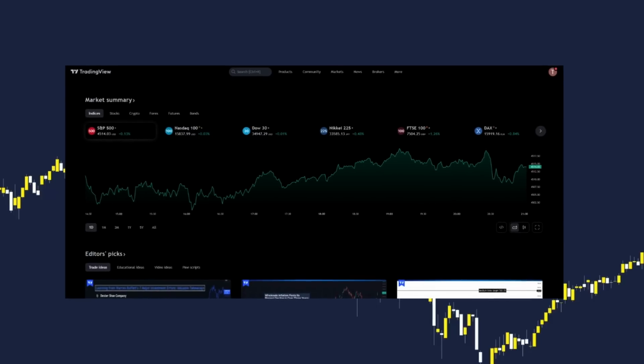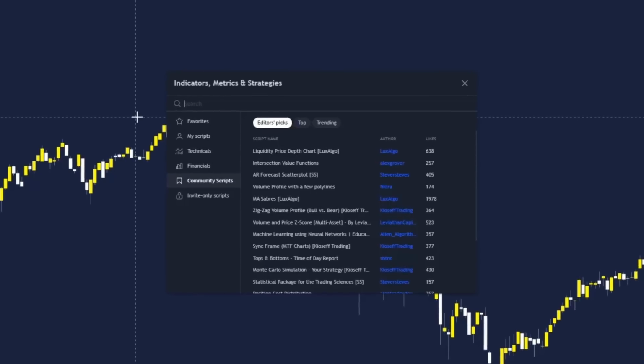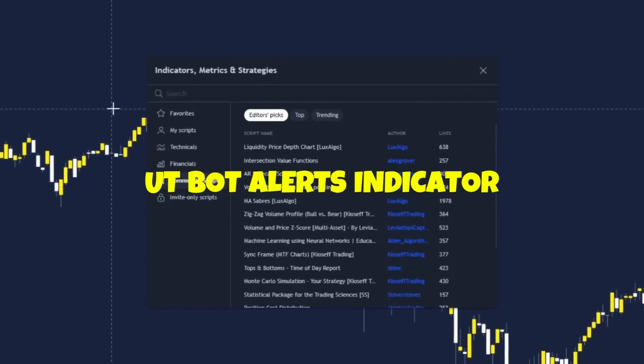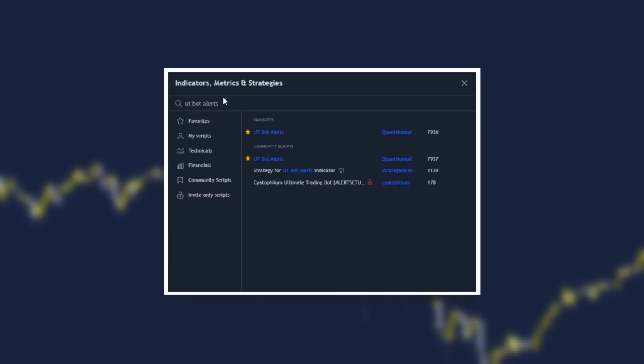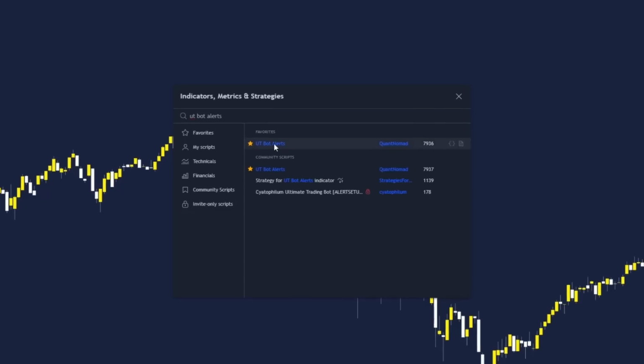So first, you're going to want to go on TradingView.com. Next, we're going to head up to indicators up here. And if you've read the title, the first indicator that we are going to be using is the UT Bot Alerts indicator. So type in UT Bot Alerts and it is this indicator right here by Quant Nomad. Add that once to your chart.